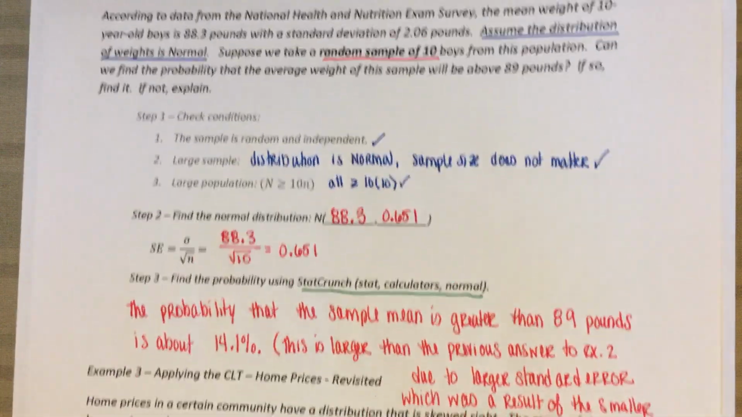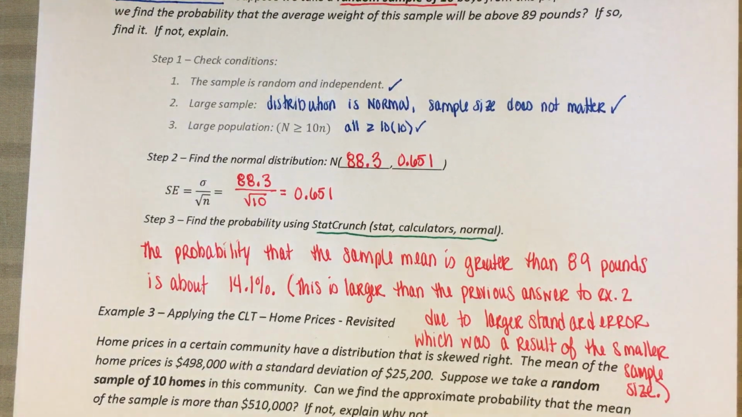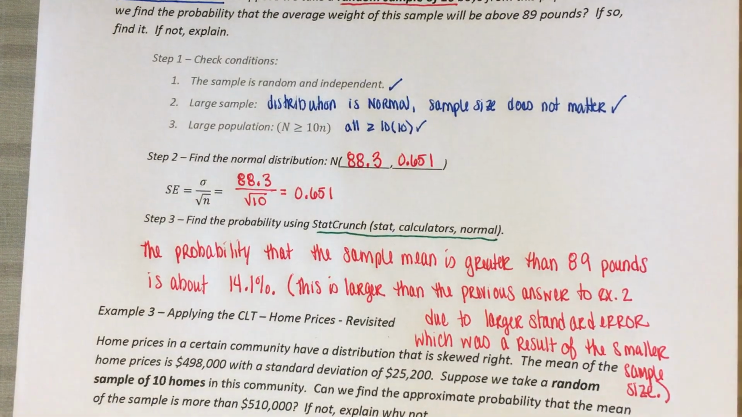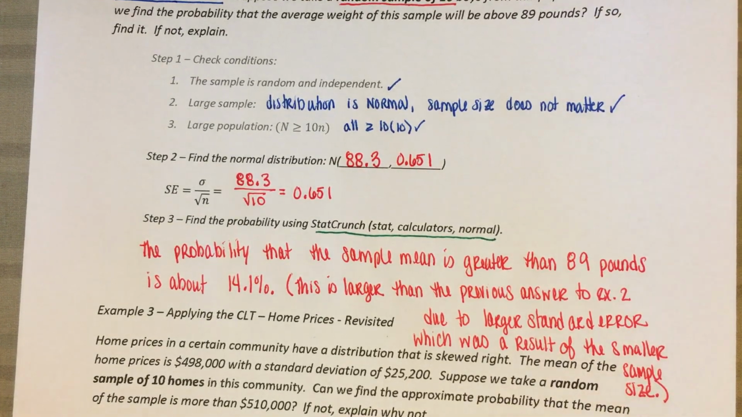All right. So our probability that our sample mean is greater than 89 pounds is about 14.1%. Again, it's larger than our previous example due to our larger standard error, which was in turn a result of our smaller sample size.